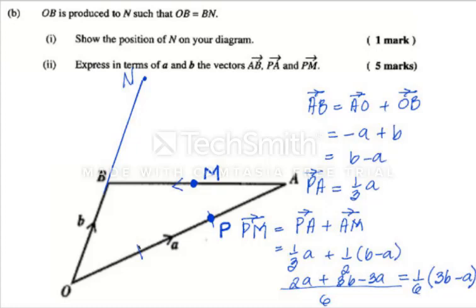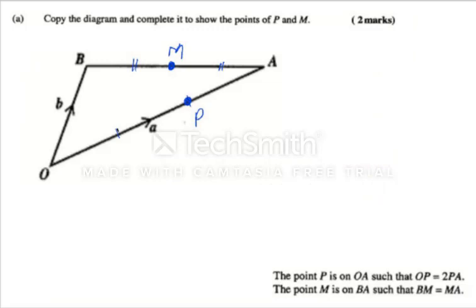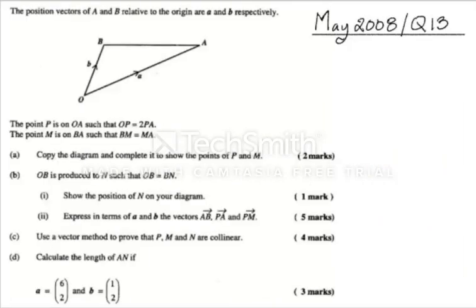So what is the last part? Definitely you guys can go back over this section on your own. You can see that the math that I used is quite sound, and what I did is correct. And the last part of the question asks us to, C, use a vector method to prove that P, M, and N are collinear.